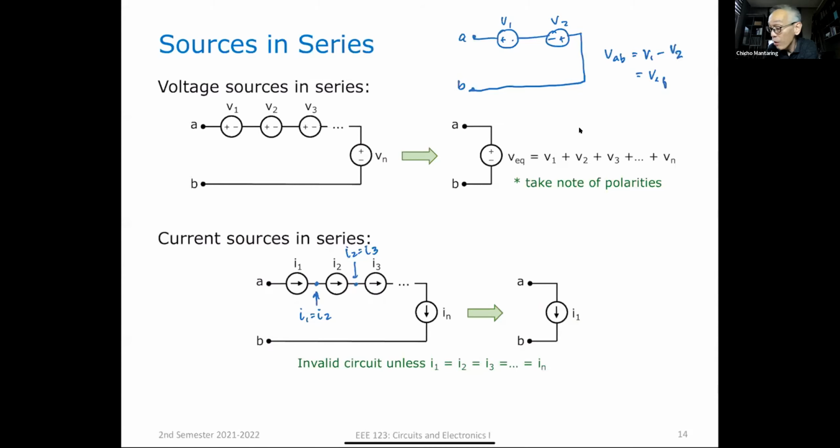But all of this would have to be equal to each other for the circuit to be valid. So last time we took up valid and invalid circuits. When is a circuit not valid? The circuit is not valid if it does not follow either Kirchhoff's voltage law or Kirchhoff's current law. If it violates either of those two, then it is an invalid circuit.